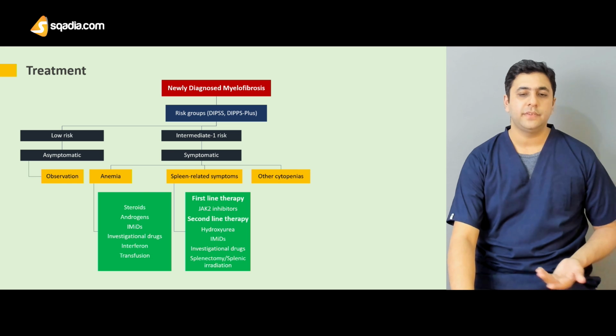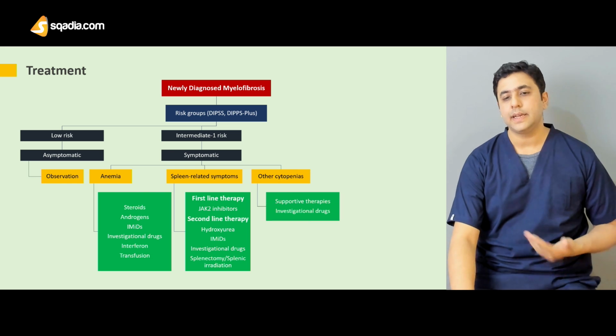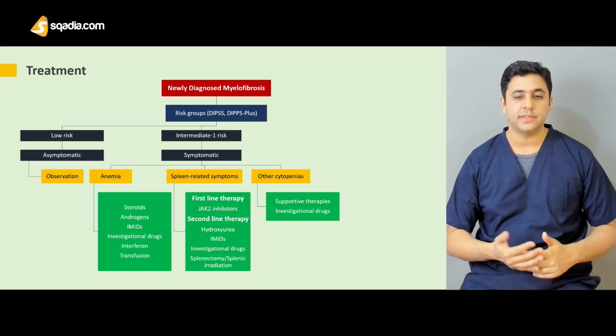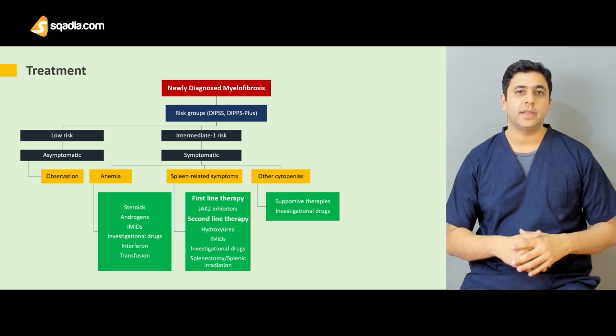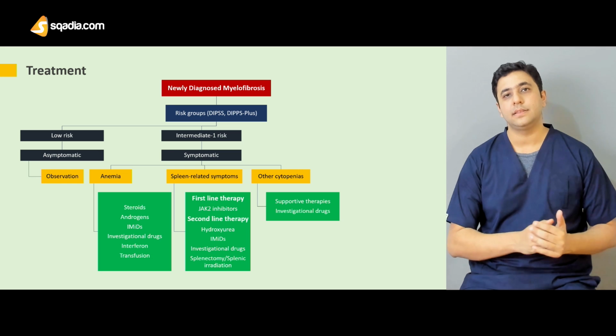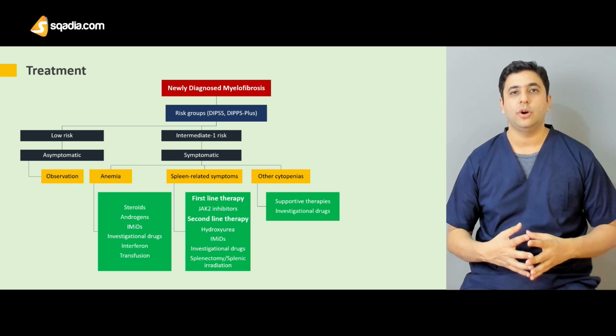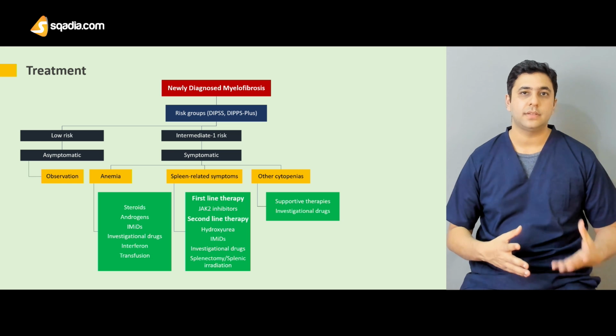If the patient develops other cytopenias, then we can provide supportive therapy. Some new investigational drugs like ruxolitinib have been found to be effective in ameliorating the symptoms, or certain types of steroids like prednisone. They can also be tried in combination with immunomodulators or the cytotoxic drugs.